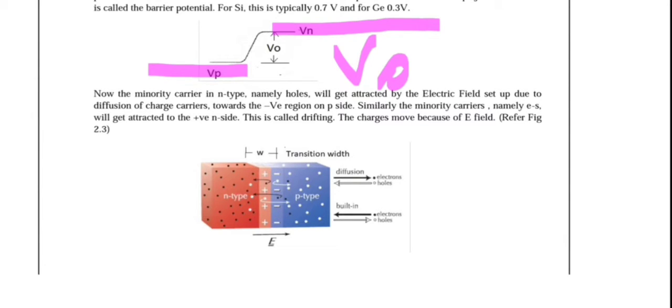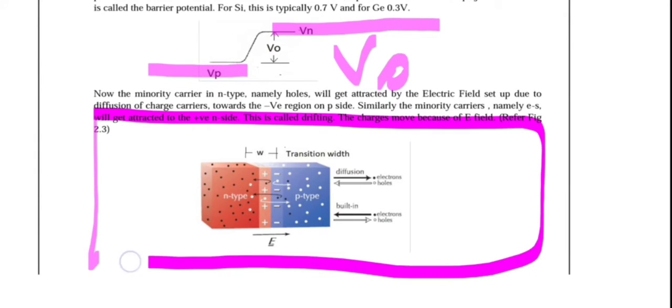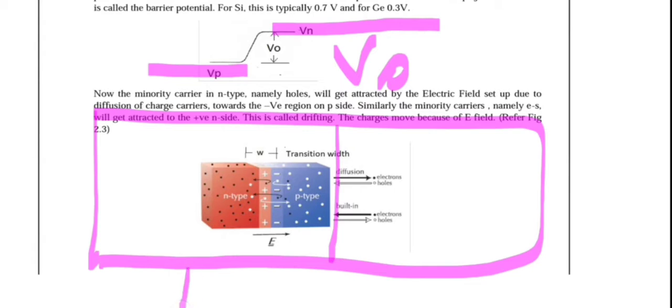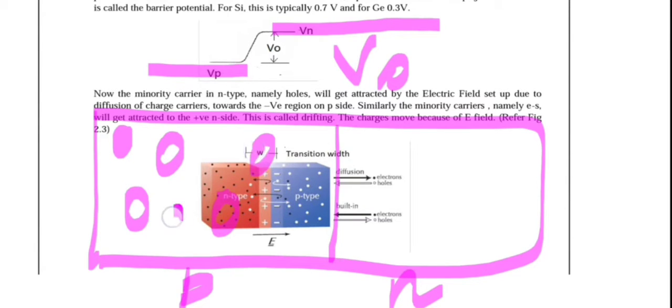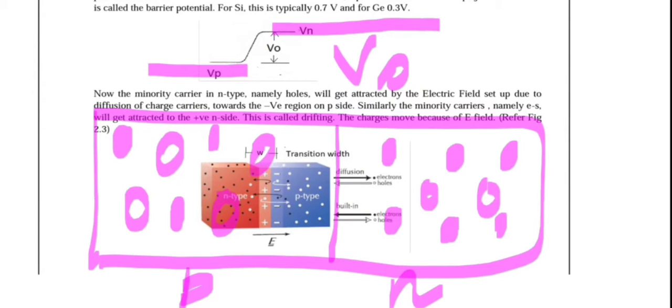Now the minority carriers. I will draw a p-n junction here. This is p and this is n. In p type, holes are the majority carriers and electrons are the minority carriers, whereas in n type electrons are the majority carriers and holes are the minority carriers, right? So the minority carriers in n type are namely holes.